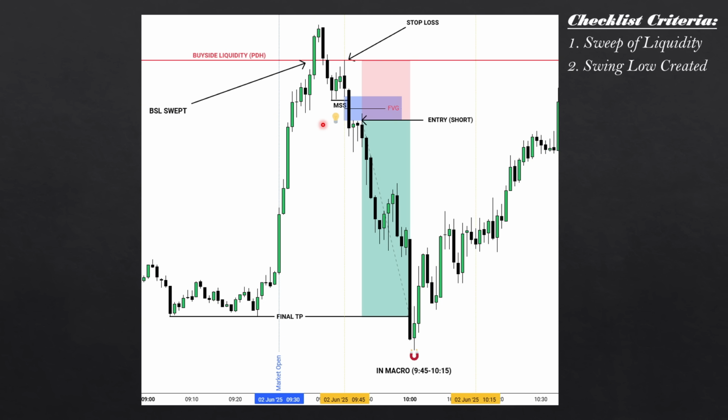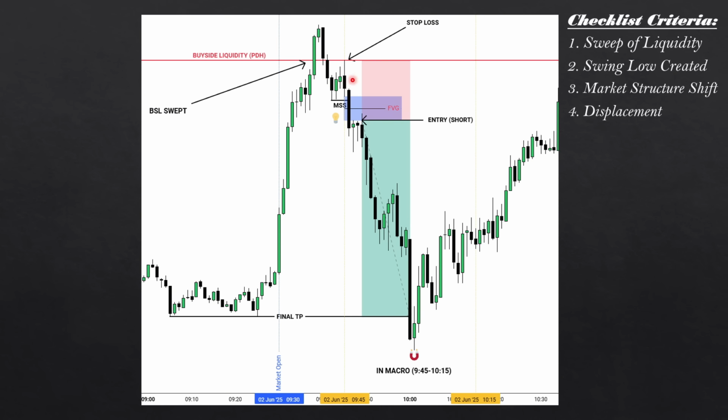Now the third thing that we're looking for is a market structure shift, and the market structure shift is right here. We could see that as it breaks this swing low. This is considered to be a market structure shift. Now number 4 on our checklist criteria is a displacement. This candle right here displaces strongly to the downside. This is considered to be a displacement.